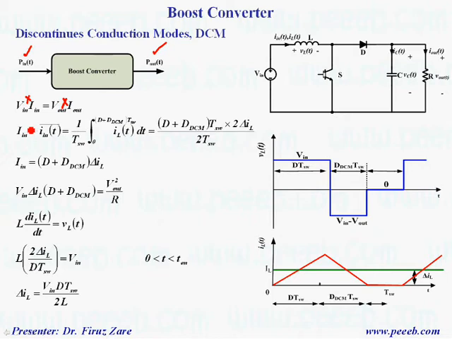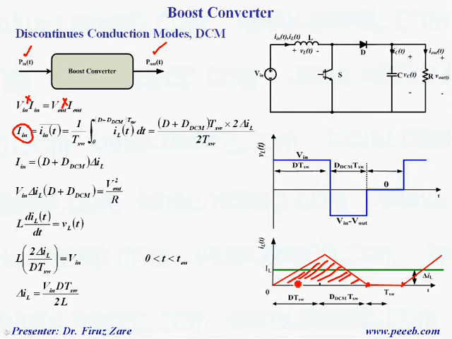So we can find the input current. The input current is basically the average over one cycle, and if you look at the inductor current, the inductor current equals the input current. So we need to find the average over this cycle, because from this point to the next switching cycle the current is 0, so we need to find this area.